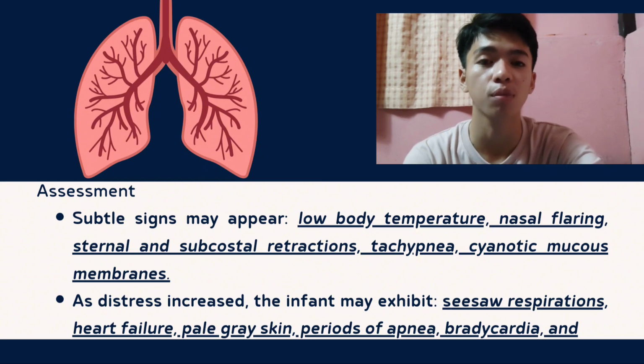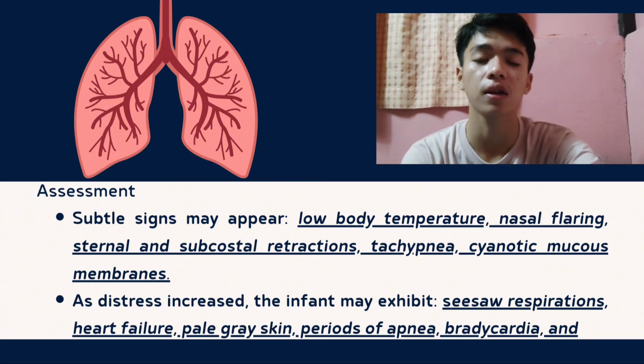Cyanotic mucous membranes or bluish discoloration of the skin, mucous membranes, tongue, lips, or nail beds, and is due to an increased concentration of reduced hemoglobin in the circulation. As the stress increases, an infant may exhibit seesaw respirations. On inspiration, the anterior chest wall retracts and the abdomen protrudes. On expiration, the sternum rises. Heart failure, evidenced by decreased urine output and edema of the extremities. Pale gray skin, periods of apnea, bradycardia, or pneumothorax.